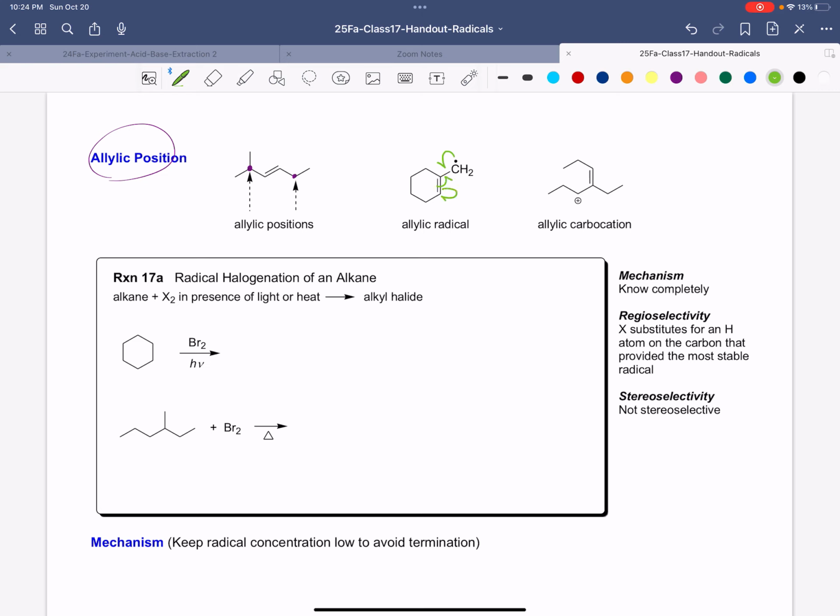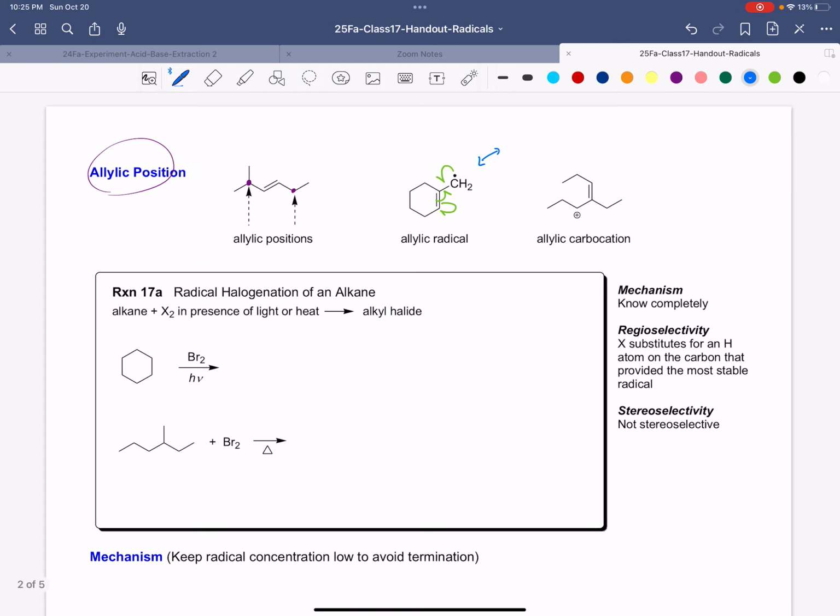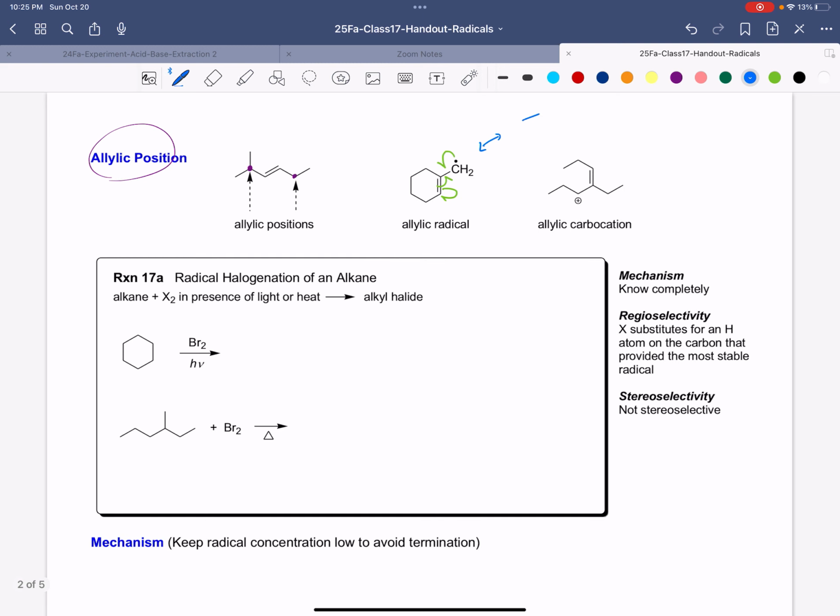Let me draw the mechanism arrows and the result. Now this would not happen if the radical was in a different position, a non-allylic position. And I have space up here. The result is the double bond shifted, and now my new radical is there. We've seen this before with carbocations. For instance, you could shift this pi bond over like that.